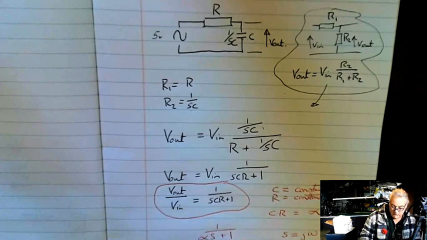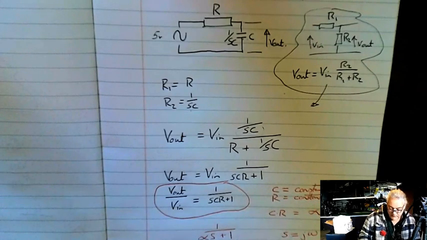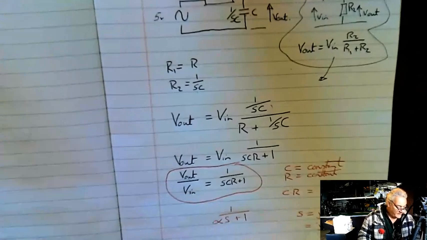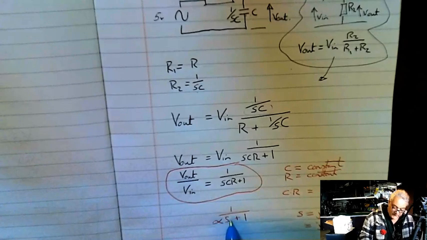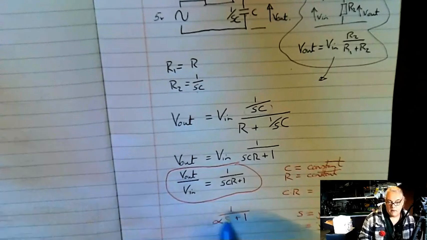But everything aside, in other words, as I increase f, I'm going to increase s. So what happens if I increase s? In other words, I increase the complex frequency. Well, let's look at it. So let's make s infinitely big.